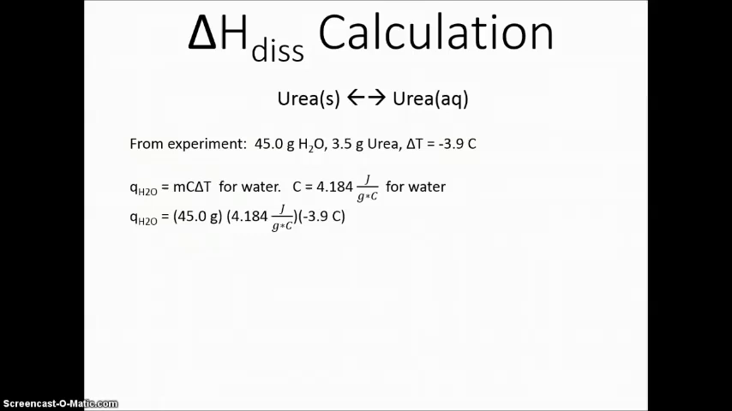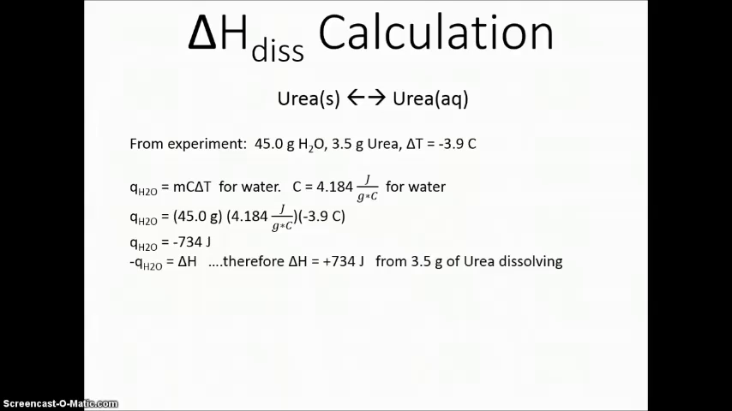And you can see the grams and the Celsius cancel out, and we have nothing but joules. Negative 734 joules for this particular experiment. But if we recall, the energy that's going into water is the opposite of what came out of the reaction. So we have to take the negative of it. And that's how much energy came out of 3.5 grams of urea.